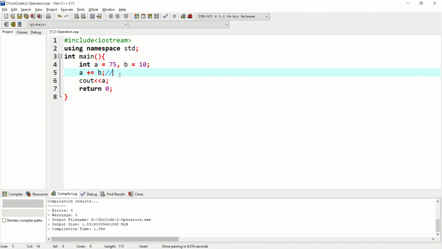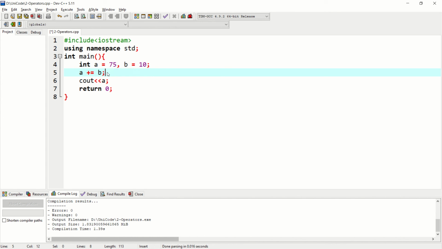This is equivalent to a equal to a plus b. You can see the value of a plus b is 85, and then 85 is assigned to the variable a. What will happen to the value of a equal to 75? That is gone. A equal to 85 is the new value of a.